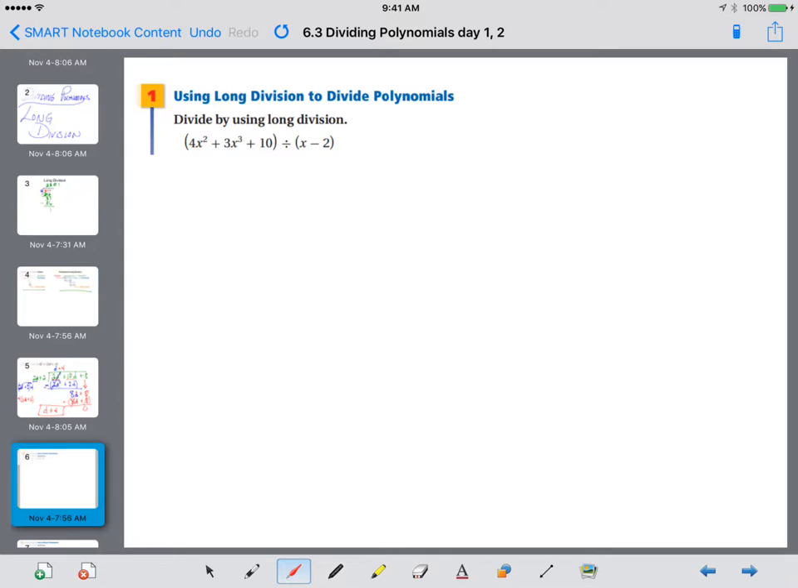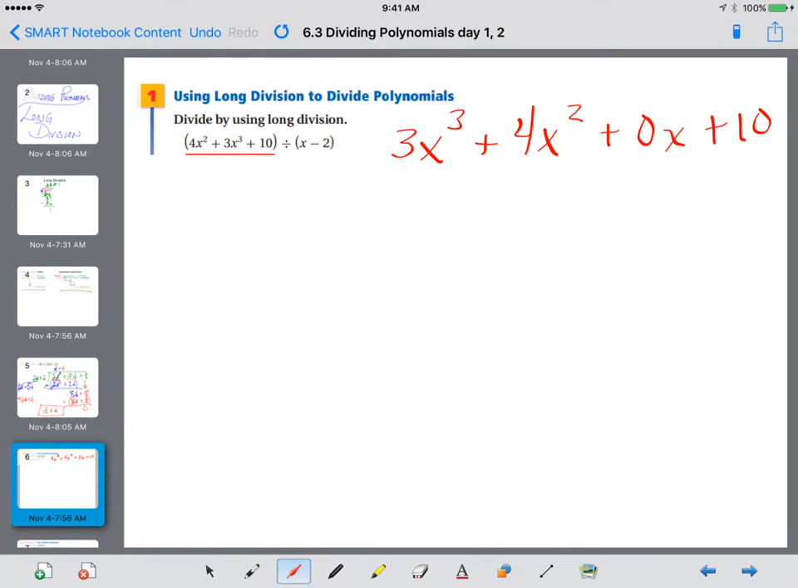So now we have 4x to the second plus 3x to the third plus 10 divided by x minus 2. One thing to keep in mind when we divide these, we need to write our dividend in standard form. So I need to rewrite this as 3x to the third plus 4x squared. And we actually also need to include the x. Well, there's 0x here, but in order to do the division with this method, I need to include that it's 0x, and then I can put 10 at the end.